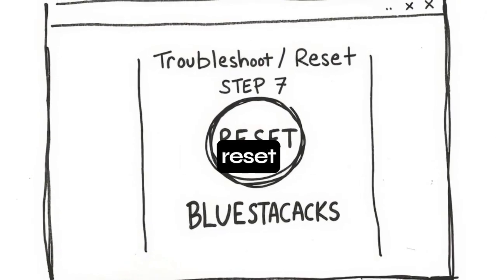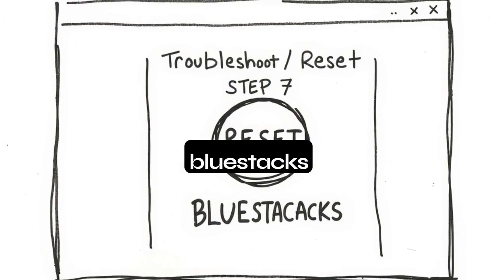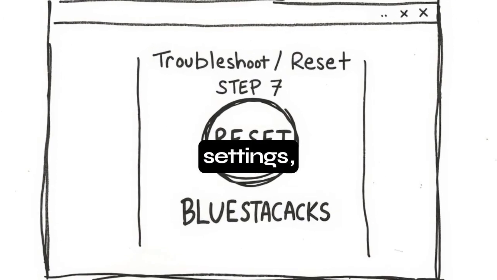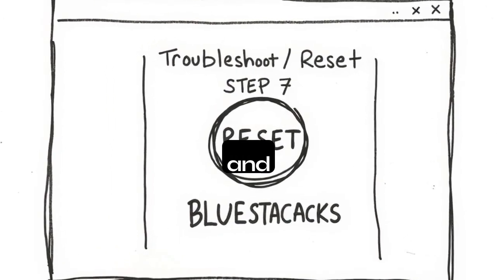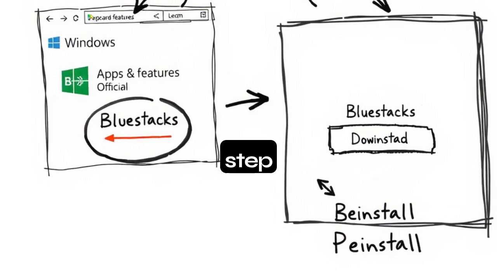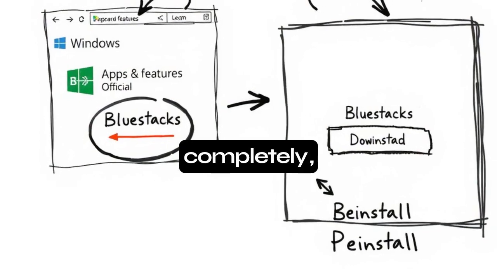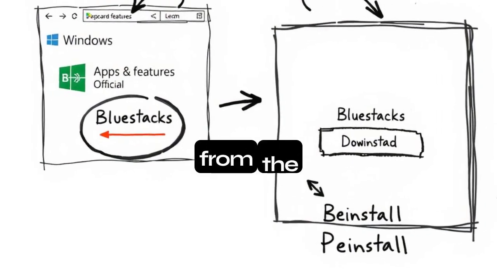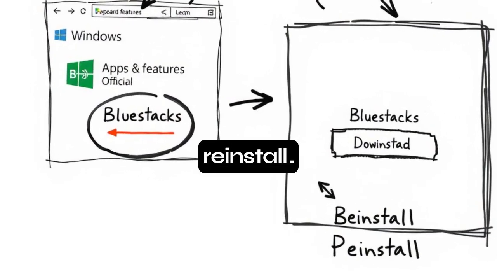Step 7, reset BlueStacks. Open BlueStacks Multi-Instance Manager or Settings, look for Troubleshoot or Reset, and choose to repair or reset the app. Still stuck? Step 8, uninstall BlueStacks completely, then download the latest version from the official BlueStacks website and reinstall.